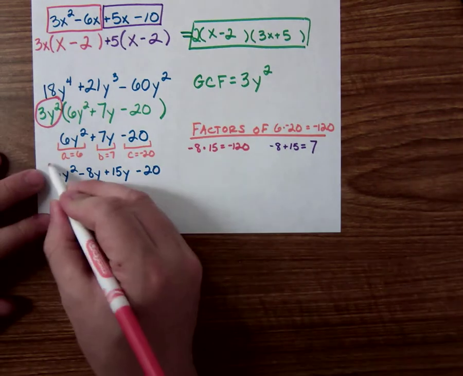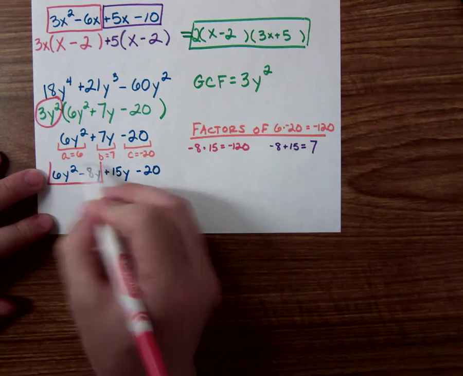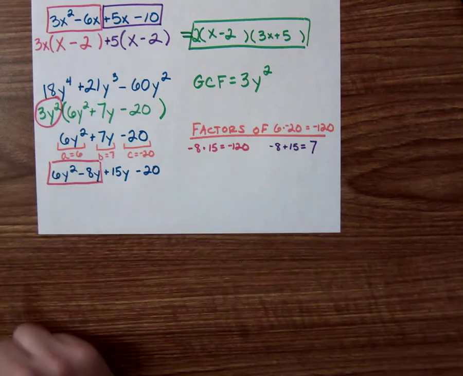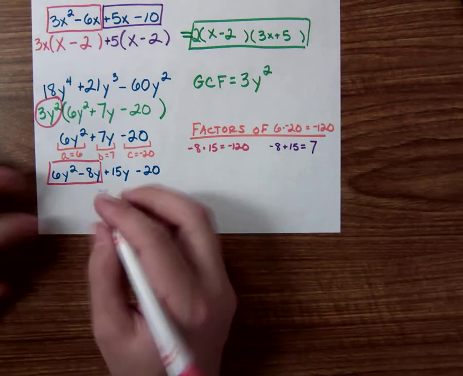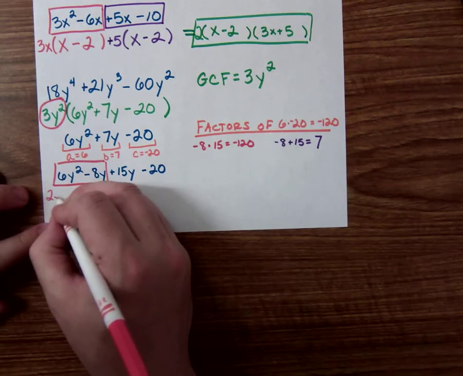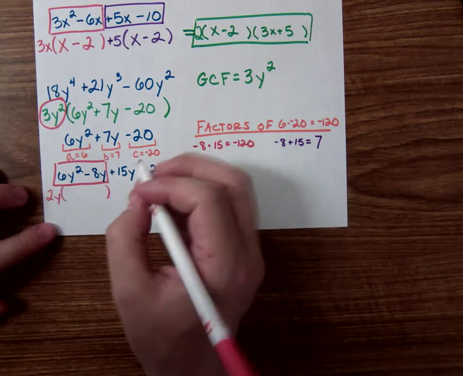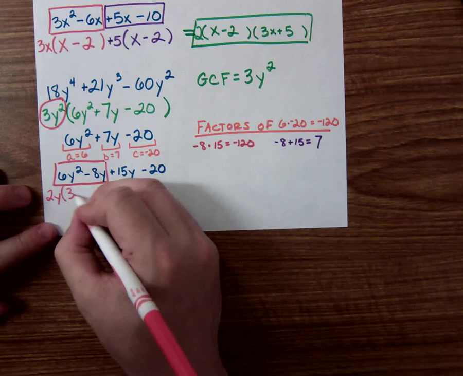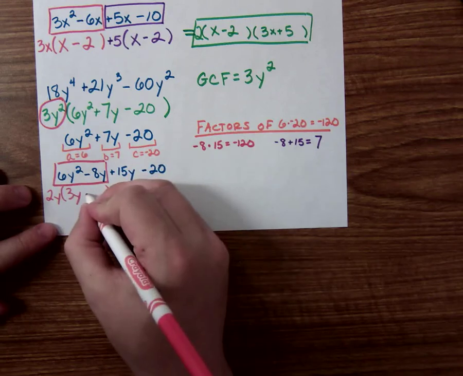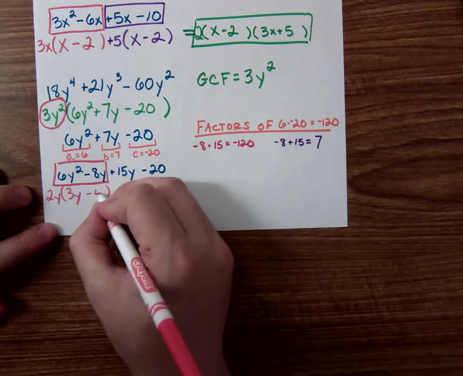All right, let's group them. What's the greatest common factor of 6y squared and 8y? I like 2y. That seems good. What would that leave us with? 3y minus 4. Very good.